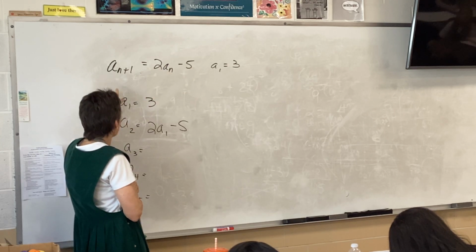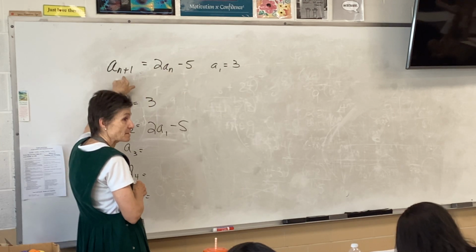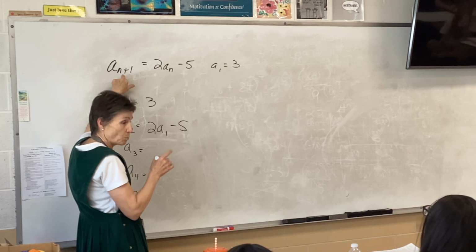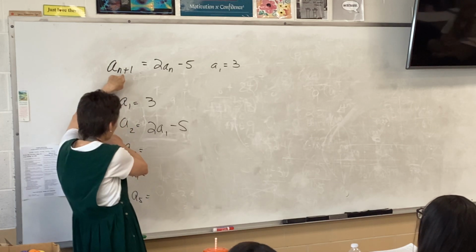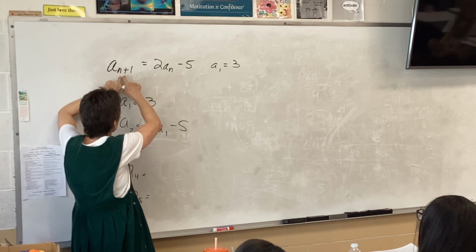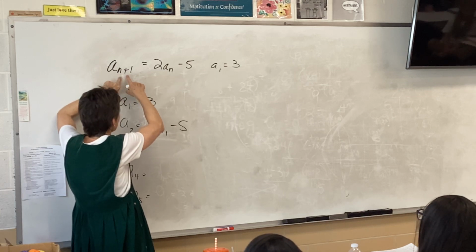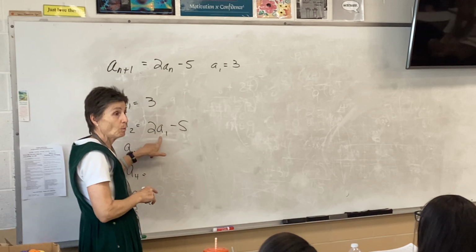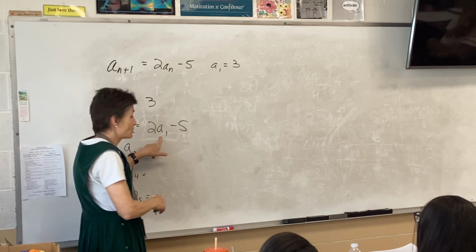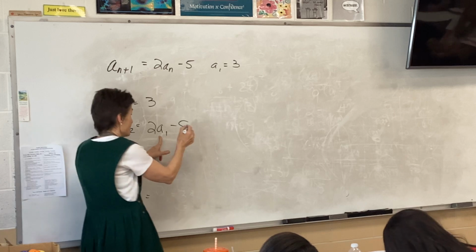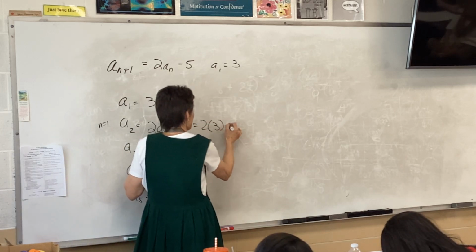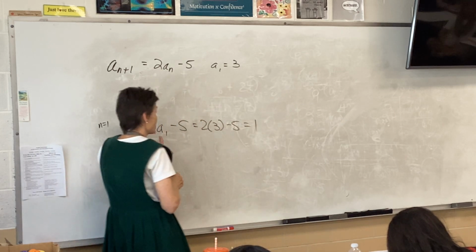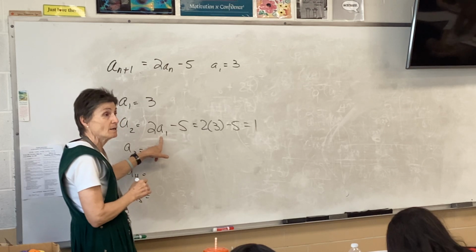If I let n be 1, then this is going to say 2a sub 1 minus 5. I need this to say a sub 2. I need that to be a 2. So if n plus 1 is 2, then n is 1, so let n be 1. And then my equation says a sub 2 is 2a sub 1 minus 5. But what's a sub 1? 3. So this is 2 times 3 minus 5. So a sub 2, the second term, is 1.